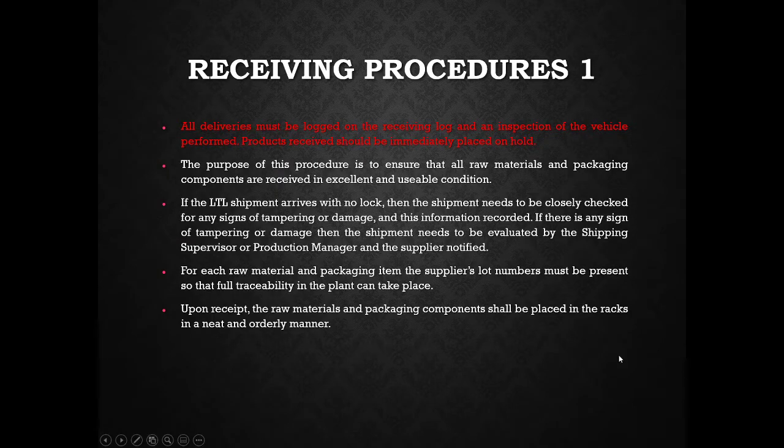Receiving procedures. All deliveries must be logged on the receiving log and inspection of the vehicle performed. Products received should be immediately placed on hold. The purpose of this procedure is to ensure that all raw materials and packaging components are received in excellent and usable condition. If the LTL shipment arrives with no lock, then the shipment needs to be closely checked for any signs of tampering or damage, and this information recorded. If there is any sign of tampering or damage, then the shipment needs to be evaluated by the shipping supervisor or production manager and the supplier notified.